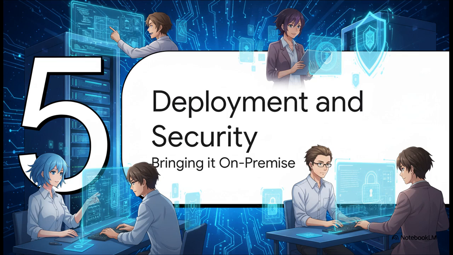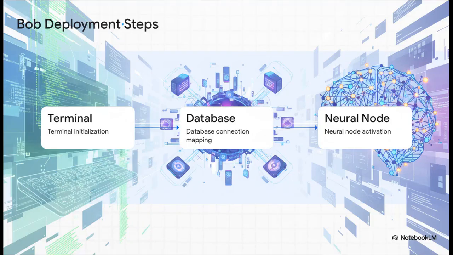Okay, Section 5, Deployment and Security. Bring it on-premise. Let's move from the abstract architecture stuff to concrete, actionable engineering tasks. How do you actually turn this thing on? Well, if you're a systems admin, you're going to love how streamlined this is. Here's the standard initialization sequence for deploying Bob nodes via OpenShift containers.